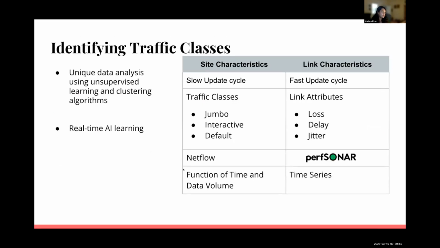Identifying traffic classes is done in 2 ways, either looking at site characteristics or link characteristics. We look at jumbo, which are the elephant flows, interactive flows, and default flows, for example. We know that between LHC, which is the Large Hadron Collider, and Berkeley, there are always around 80% elephant flows. So we can then optimize that particular path. In link characteristics, we can optimize for loss, delay, and jitter. This is real-time time series data coming from perfSONAR. And there are arguments that you can add more data, like sFlow or other kinds of data sources, when they start becoming available on the network.